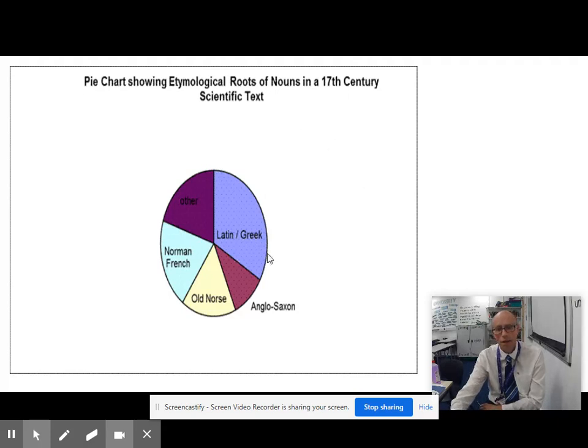And as you can see, the pattern holds up quite well there because a relatively large number of words in the scientific text actually come from Latin and Greek etymological roots, whereas a relatively small proportion of words are coming from Anglo-Saxon. Okay, so the pie chart is good there because it's showing you the relative proportion of the whole thing.